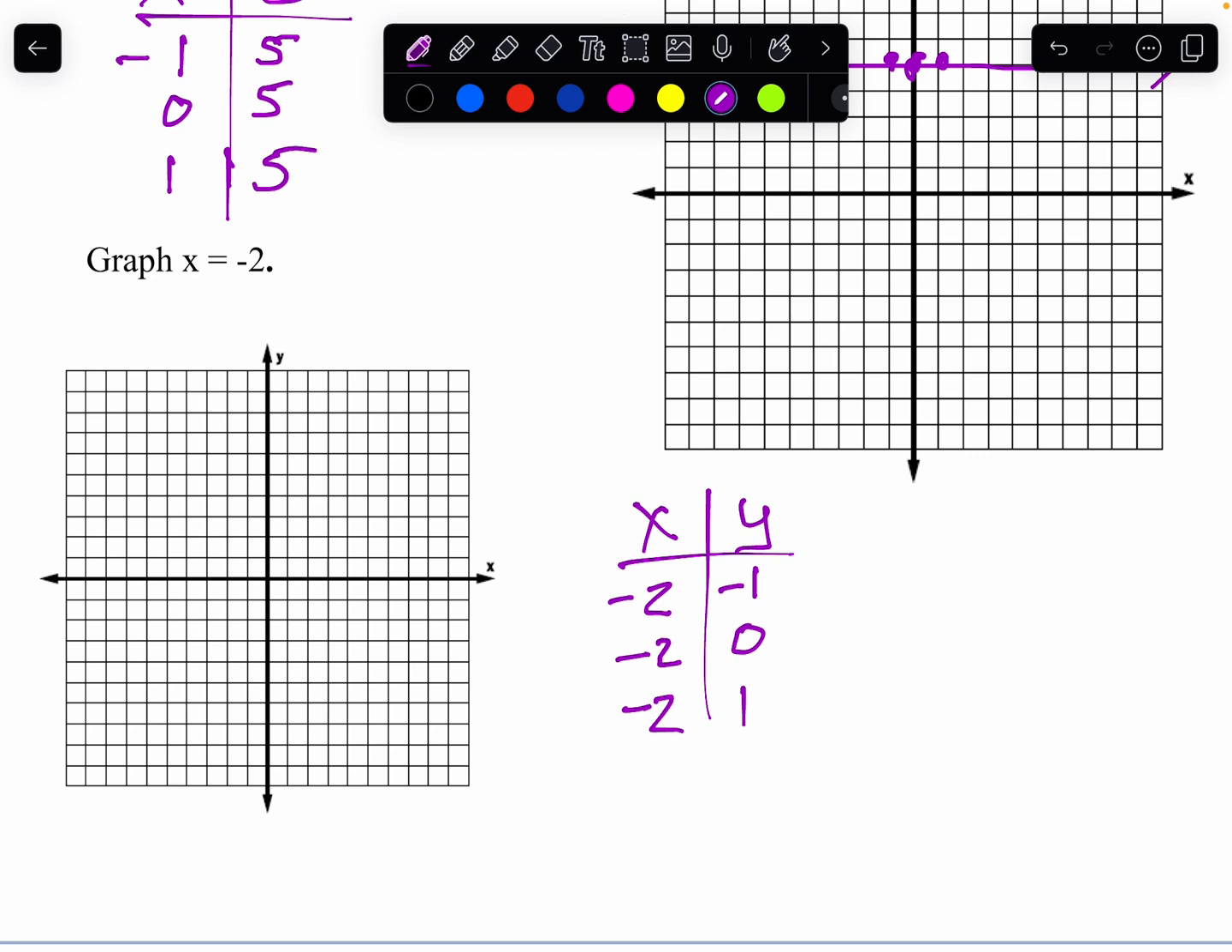So to the left 2 and down 1, to the left 2 and 0, and to the left 2 and up 1. And I get a vertical line. Notice this is not a function. If you don't have y in your equation, you won't have a function. That's what it is for that one.